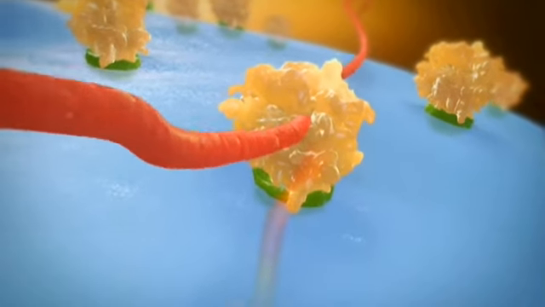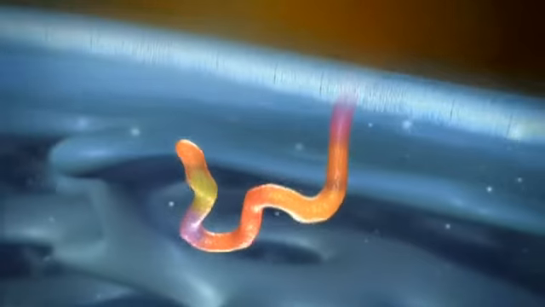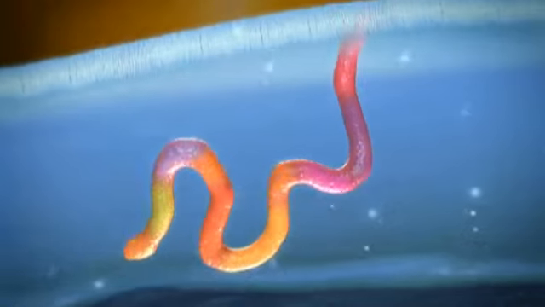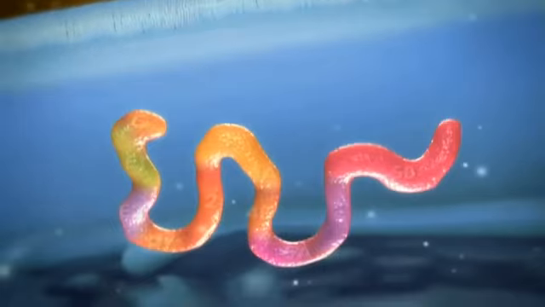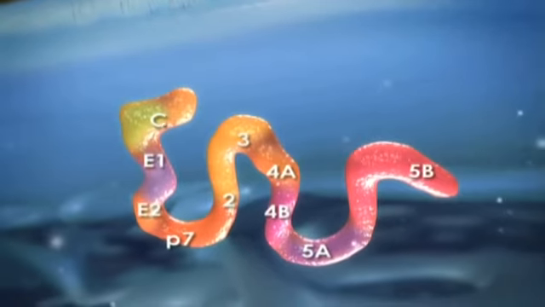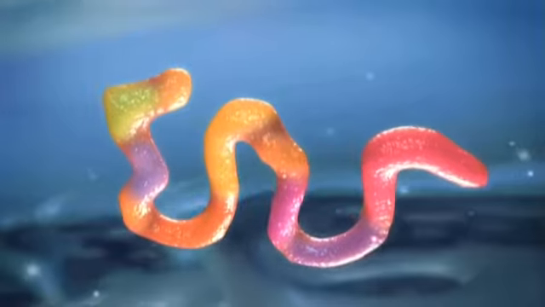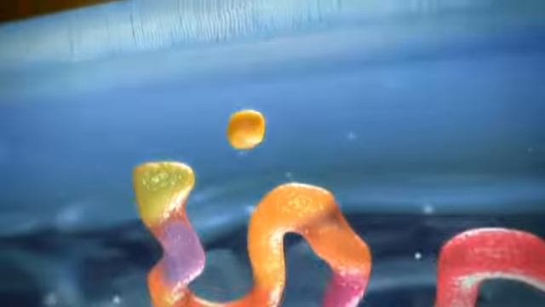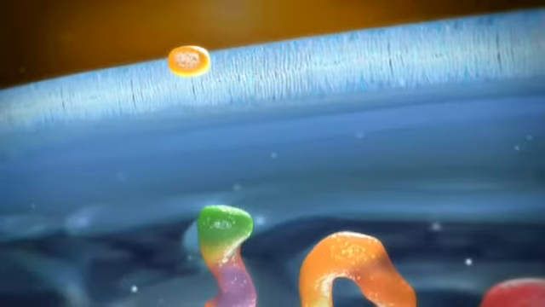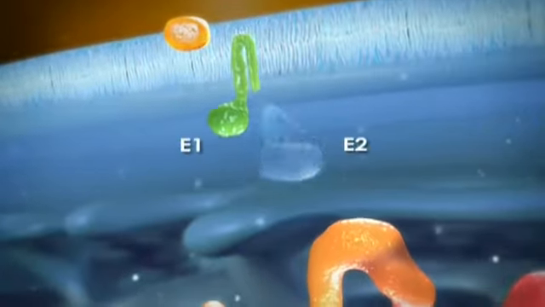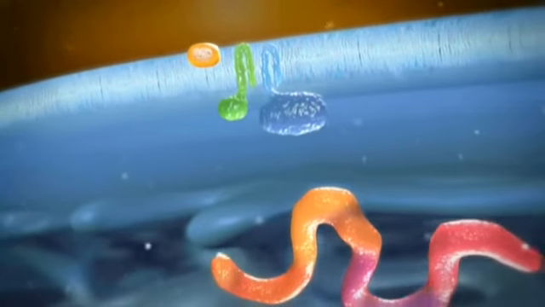These ribosomes then translate the genetic information to produce viral polyproteins over 3,000 amino acids long. These polyproteins are made up of 3 structural and 7 non-structural proteins, a total of 10 distinct viral proteins. The 3 structural proteins include the core protein plus envelope proteins E1 and E2, 2 proteins that attach to liver cell receptors.